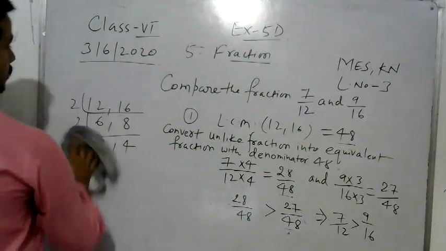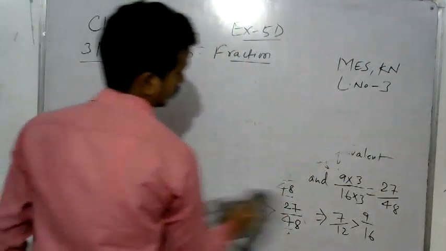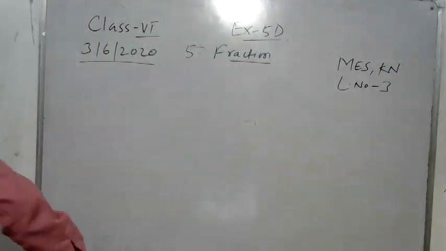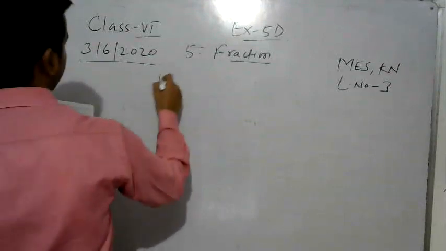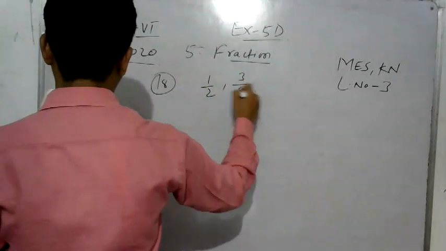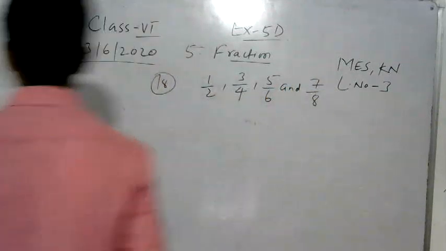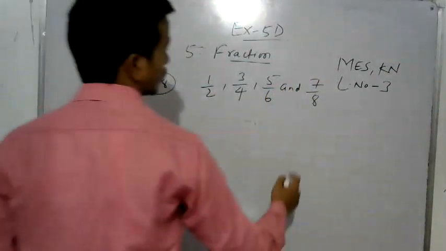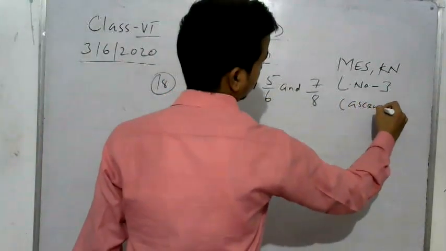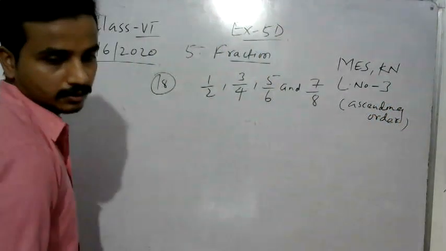Now let's see another problem. See exercise 5D, question number 18. We have to arrange these fractions 3 by 4, 5 by 6 and 7 by 8 in ascending order. Okay, so how can we arrange?